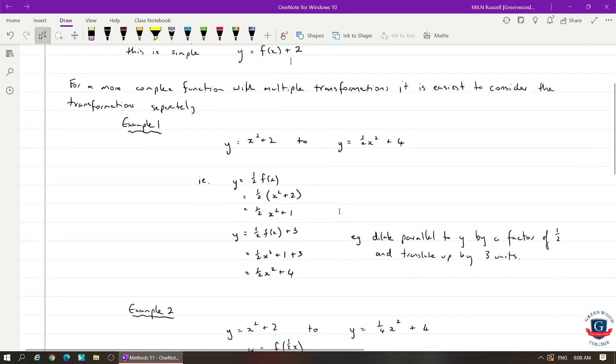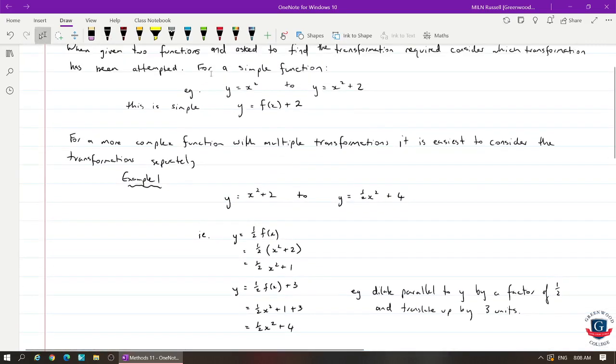But sometimes we get more complicated ones where we don't have a basic function like y equals x squared, but we're given y equals x squared plus 2. It's already had a transformation from the basic function. And we want to get to this function here. And so we've got to consider what transformations are required to get from y equals x squared plus 2 to this new function.